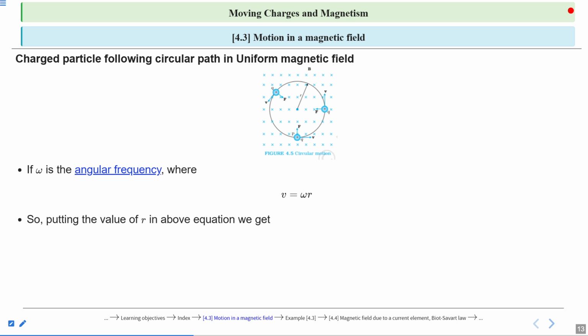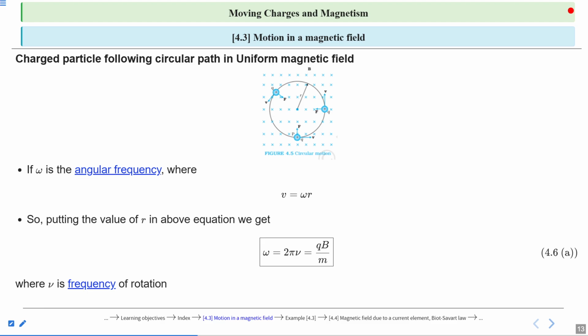So putting the value of r from equation 4.5, the expression of radius, in v equal to omega r, we will get omega. Also we know that omega is equal to 2 pi nu. Nu is the linear frequency, omega is the angular frequency. So the relation between frequency and angular frequency is omega equal to 2 pi nu, which, after putting the value of radius in v equal to omega r, we got as qB by m. So omega is qB by m. Mark it as equation 4.6a, where nu is the frequency of rotation.